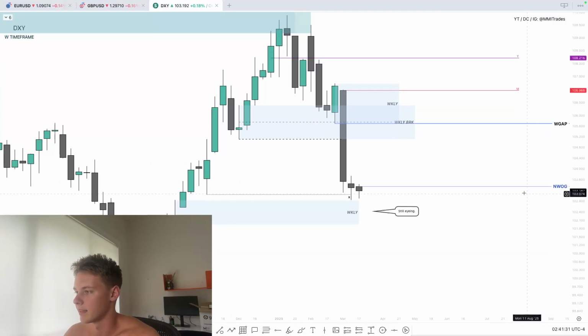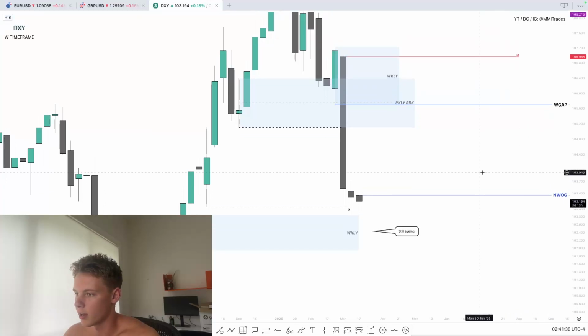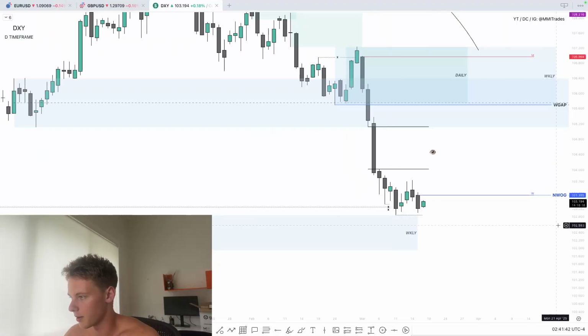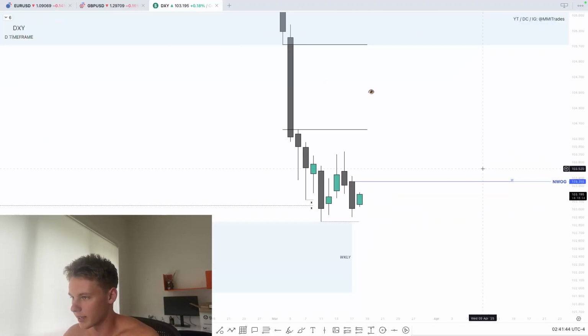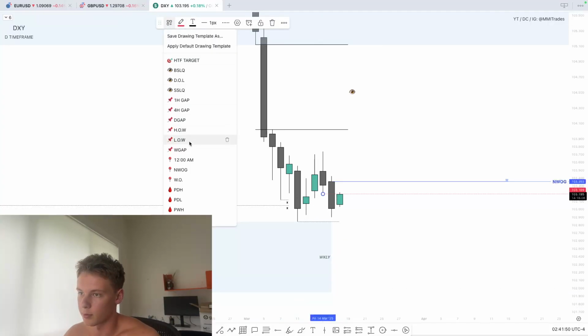So DXY, this is currently the weekly opening right here. So the NWOG, we have swept this low. Let's go down to the daily time frame. We currently have equal lows down here. We have closed this daily gap right here.